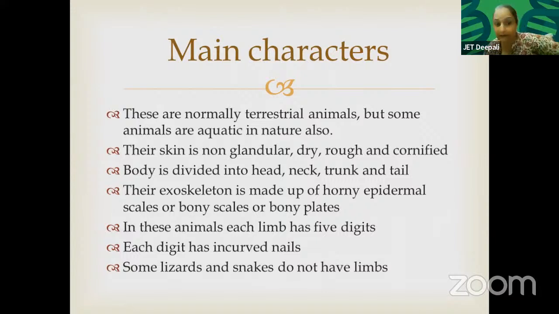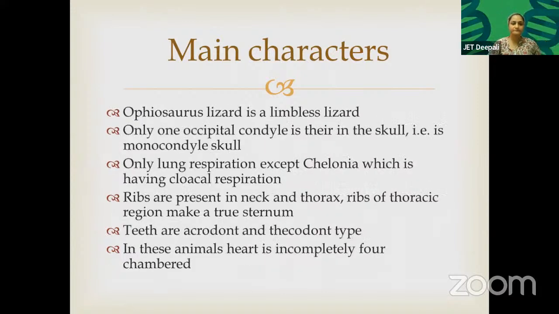When we will study about some lizards and some snakes, those lizards and snakes were not having lips. Ophiosaurus lizard is a limbless lizard. Which lizard is a limbless lizard? Ophiosaurus lizard is a limbless lizard. Only one occipital condyle is there in the skull, that is monocondyle skull, means only one occipital condyle, not two occipital condyles. So they are not dicondylic, they are only monocondylic.